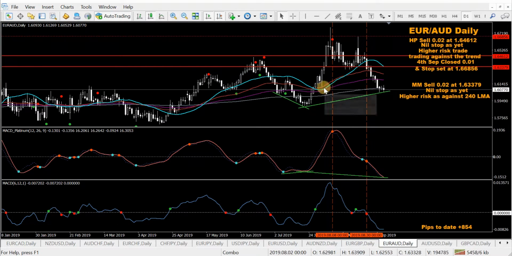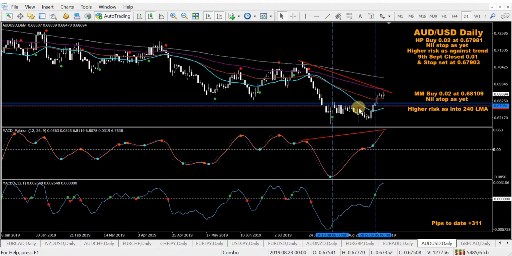Euro Aussie looking all right. Sell, HP sell, mod MACD sell, plenty of pips. Again, setting up for possible hidden bullish divergence here. Price is at around the 240 LMA at the moment, so we just got to keep an eye on that. Might look at closing out half the mod MACD trade tomorrow, depending on what happens here. If we get a blue dot on this, I will, and I'll tighten up that stop on HP trade, but looking good at the moment.